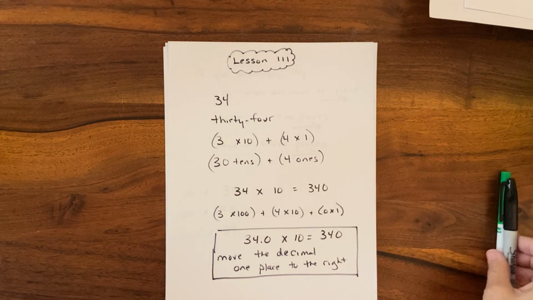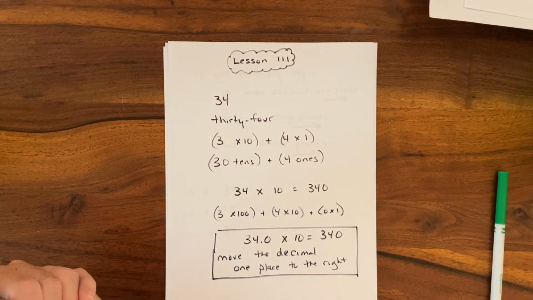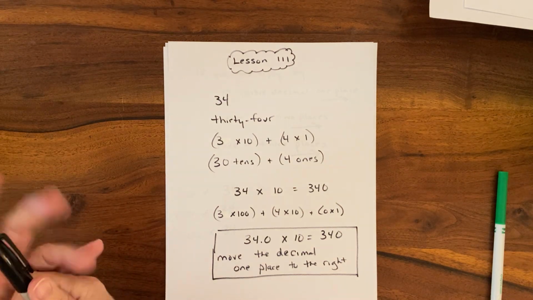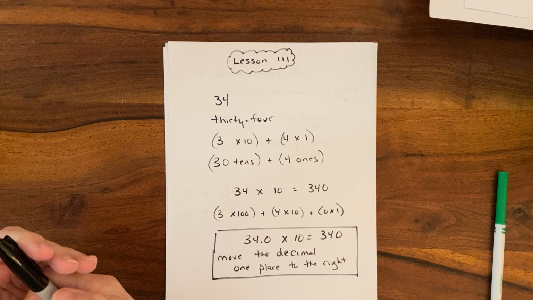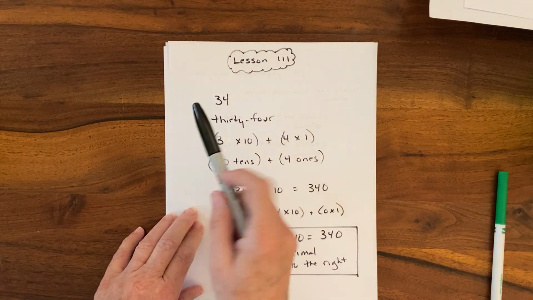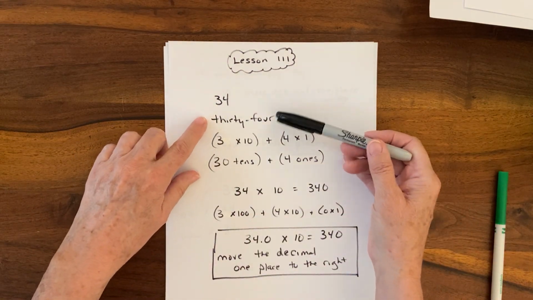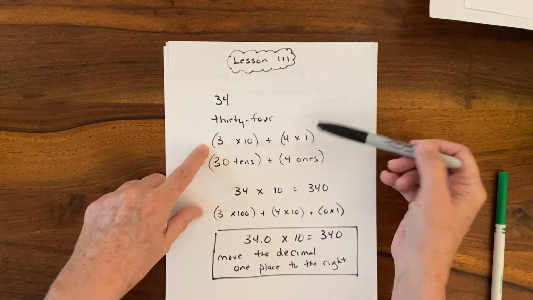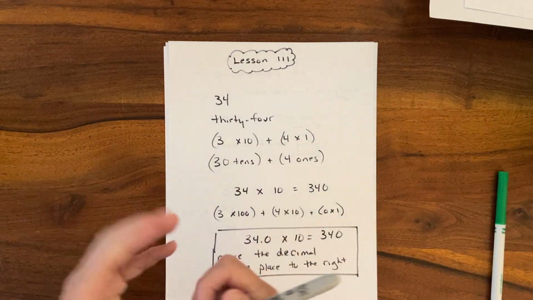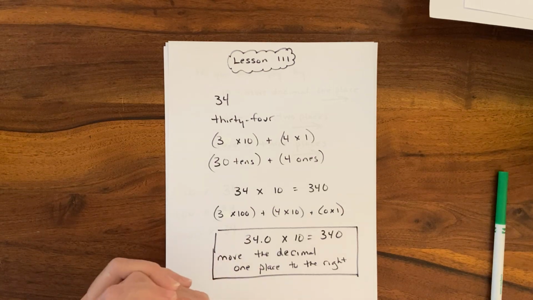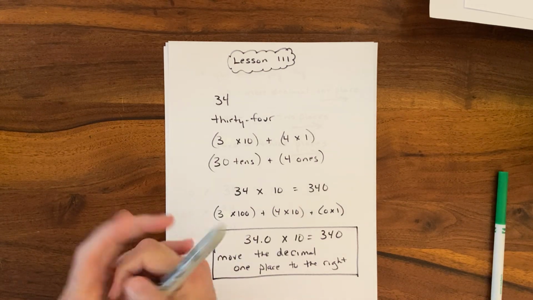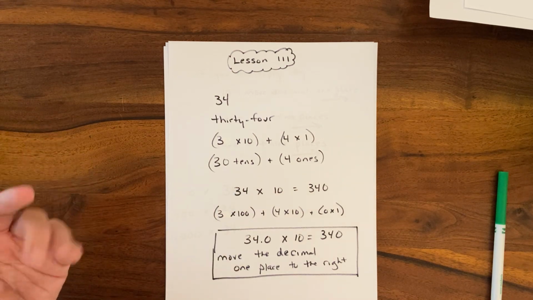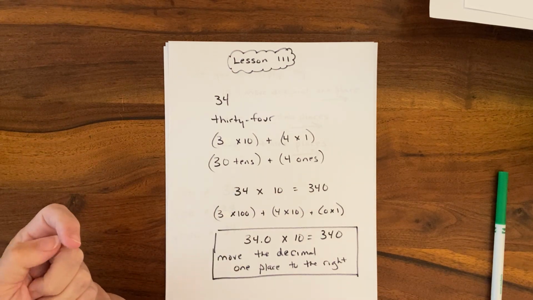This is lesson 111, multiplying decimal numbers by 10, by 100, by 1,000, really multiplying any number. They start off with the number 34, so that can be 3 tens and 4 ones, 3 times 10, 4 times 1. Place value is kind of important when we start multiplying by multiples of 10, 100, 1,000. So make sure you've got your place values down. If you need to brush up on that, then do that.